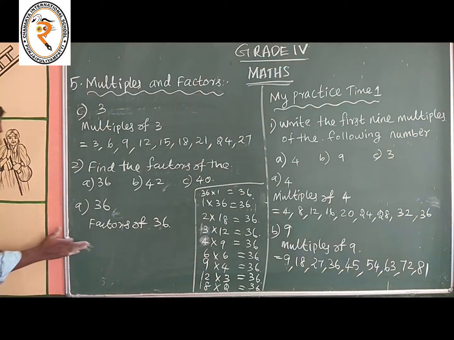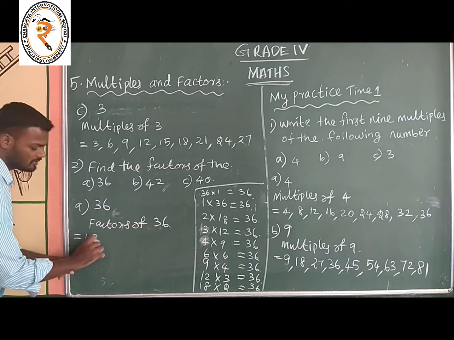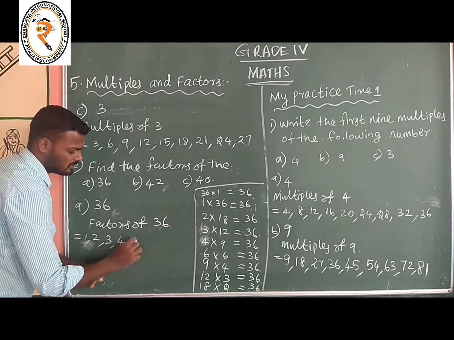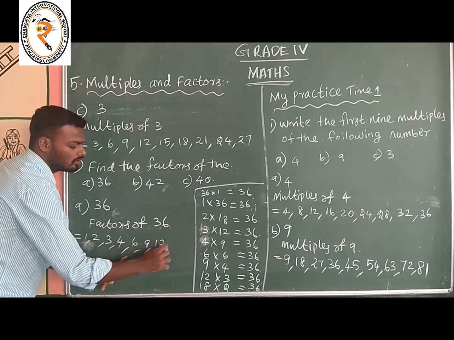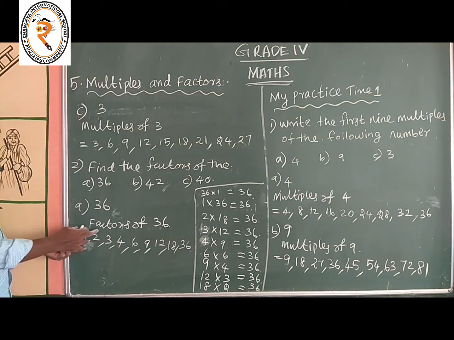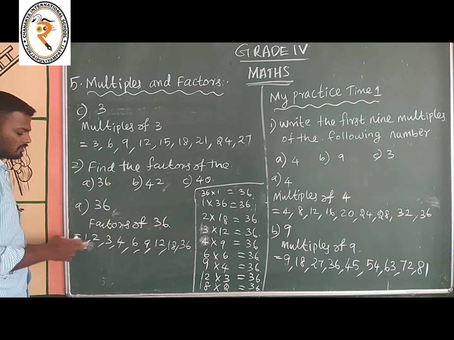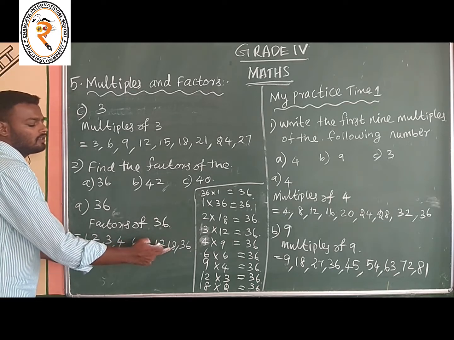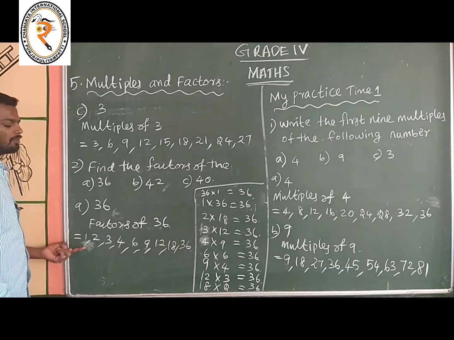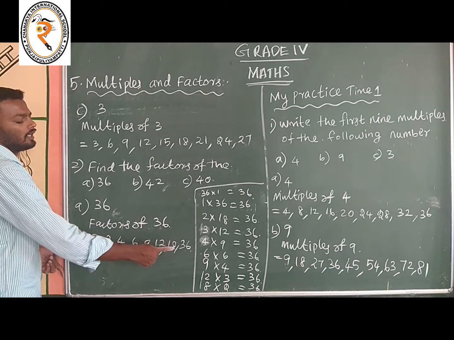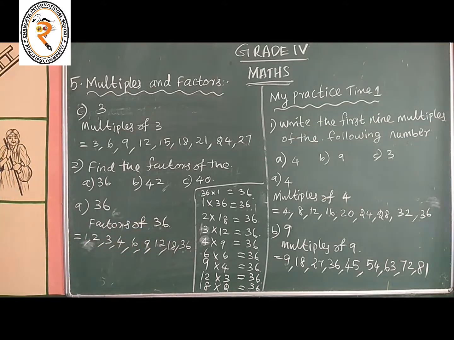The factors of 36 equal to 36 comes in the first table, second table, third table, fourth table, sixth table, ninth table, 12th table, 18th table and 36th table. The factors of 36 equal to 1, 2, 3, 4, 6, 9, 12, 18 and 36.